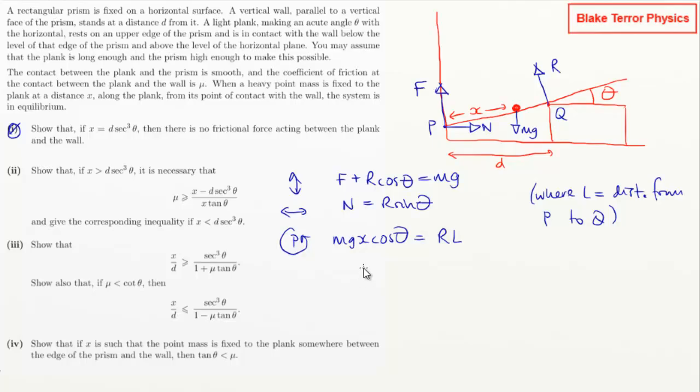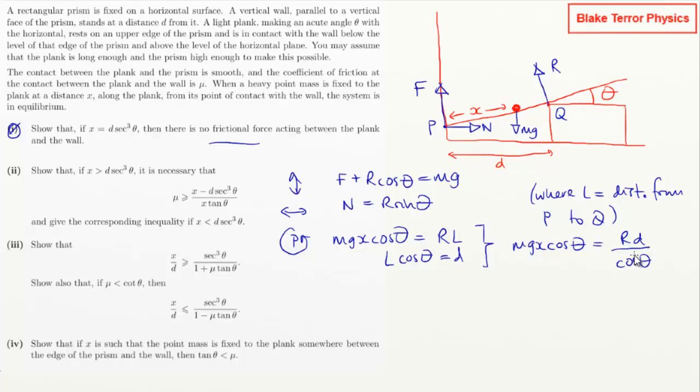And I need to get x's, d's and thetas in all of this, and possibly something to do with F as well. So I want to get rid of that L, but I can say that L cos theta is equal to d. So that's going to get me a fair way by going through these. So I got that mgx cos theta is equal to r times L, so rd over cos theta.